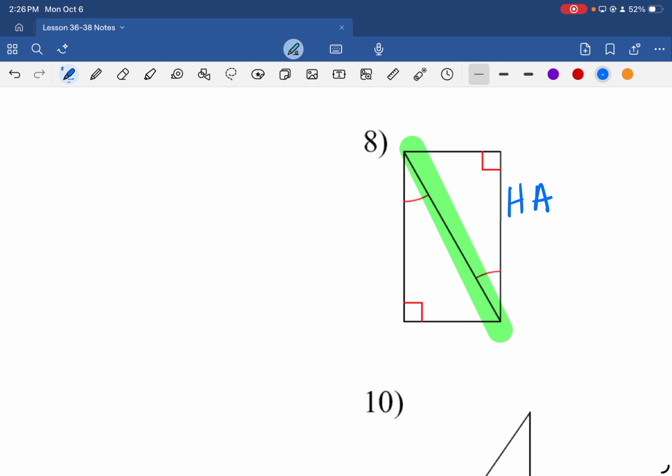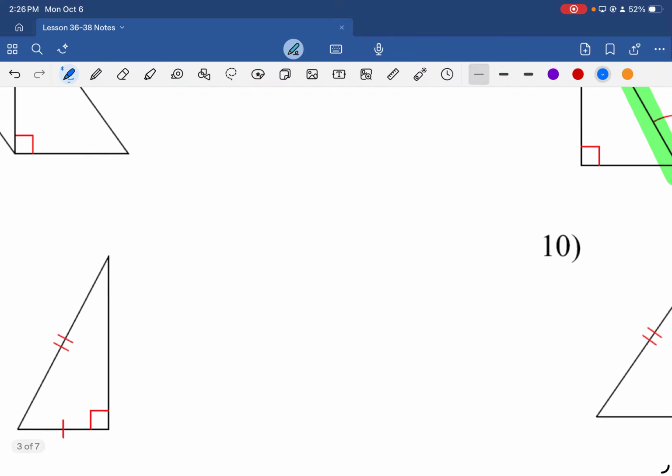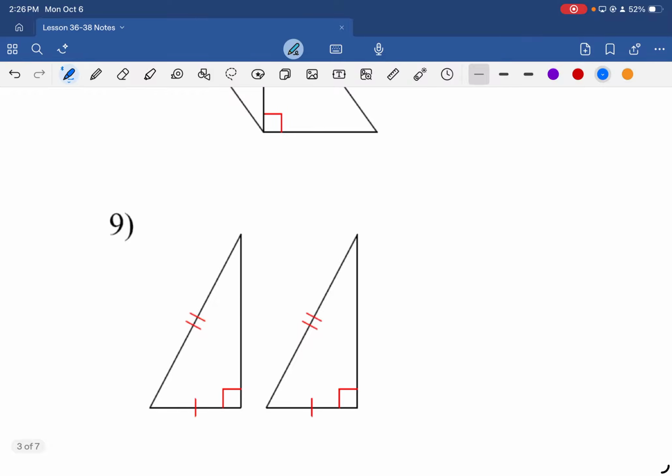Hypotenuse angle. Hypotenuse angle, HA. All right, Logan, number 9? HL.